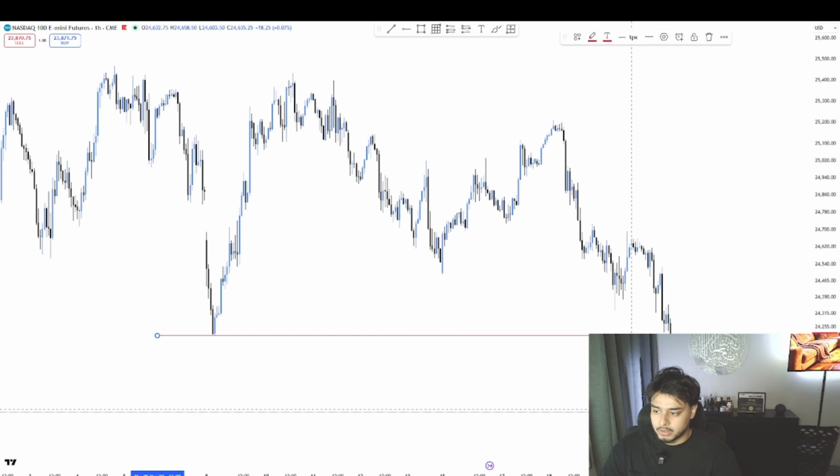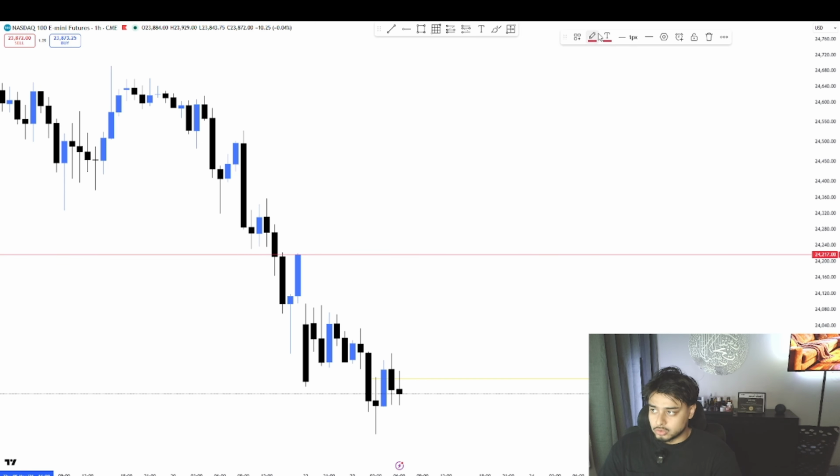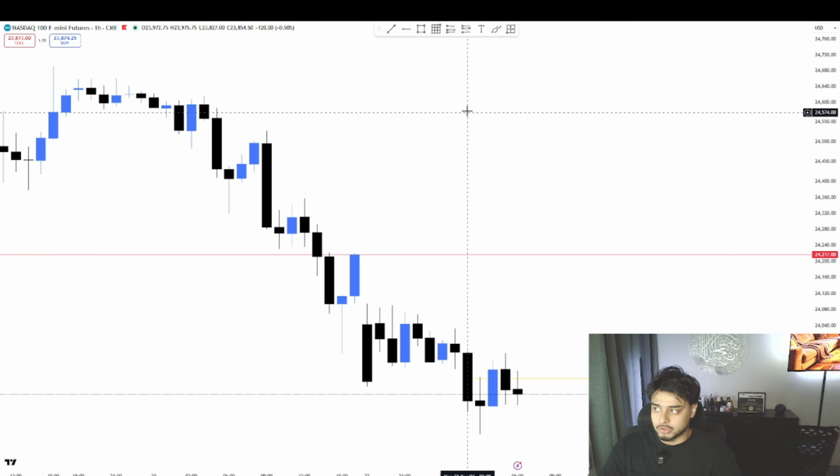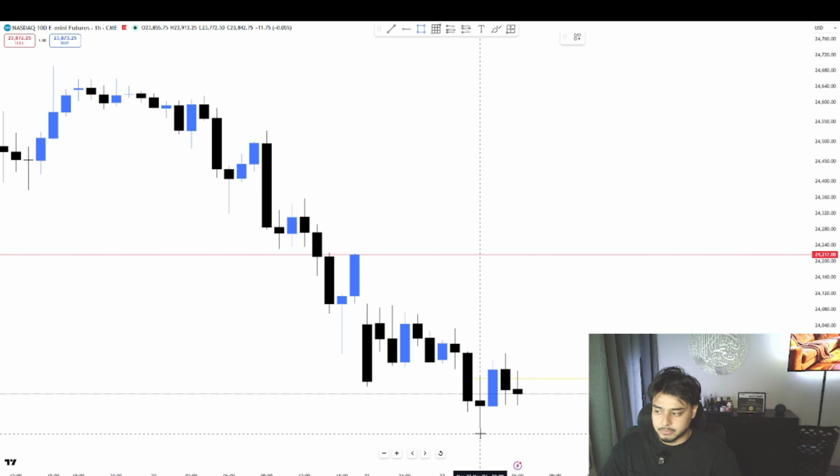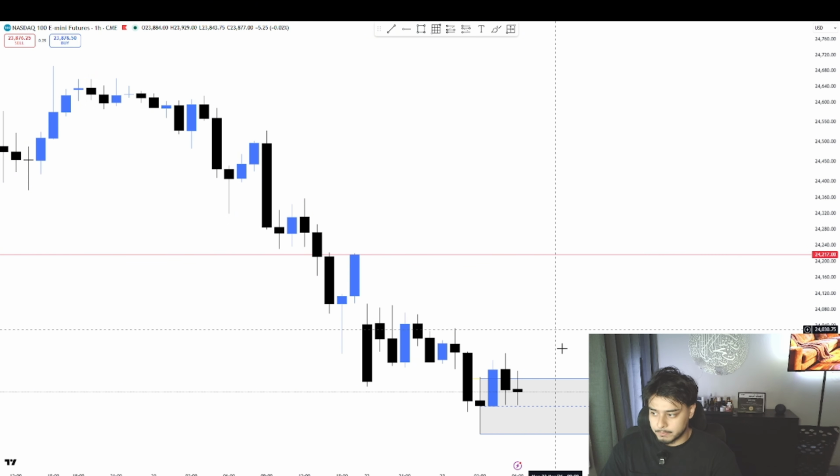Okay. A liquidity sweep and a 1 hour break of structure creates an order block. Order block is made from liquidity to the 1 hour candle wick that broke structure. All right.